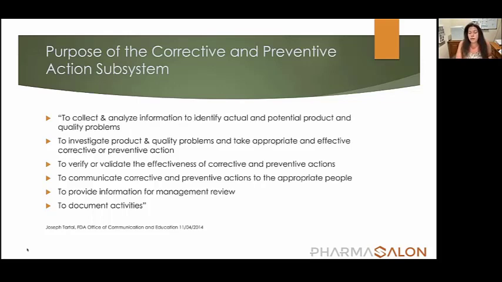Now, the purpose of the corrective action and preventative action subsystem is to collect and analyze information to identify actual and potential product and quality problems, to investigate product and quality problems and take appropriate action, and effective corrective or preventive action. And again, notice that it's asking to take the appropriate action, whether it be effective, corrective, or preventative action. It is also to verify or validate the effectiveness of corrective and preventative actions, to communicate corrective and preventative actions to the appropriate people, to provide information for management review, and to document activities.